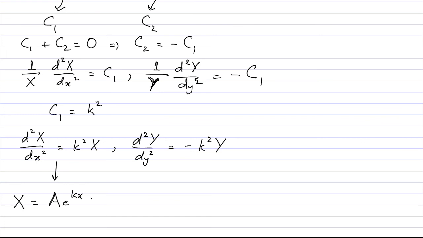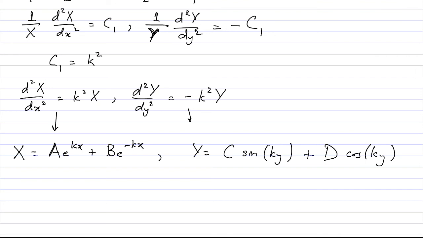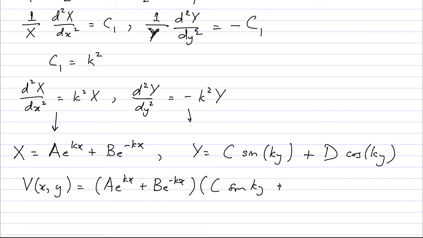You differentiate this twice, you get k squared. And the solution to the other equation, of course, is sinusoidal: c sine ky plus d cosine ky. So my v, the separable solutions, are of this form. And now I choose these constants a, b, c, and d such that these boundary conditions over here can be satisfied.